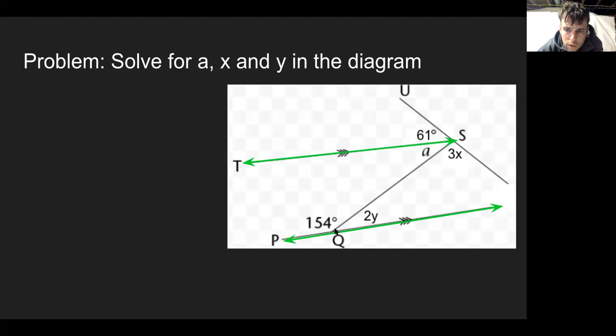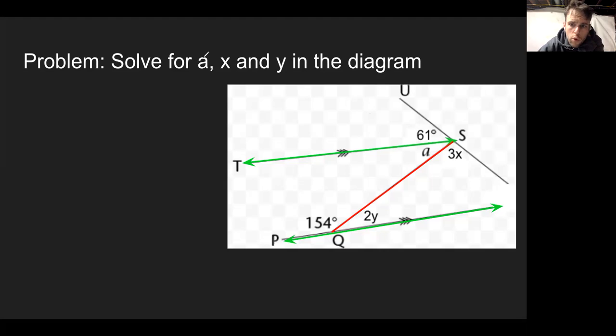This gets confusing for people. This is kind of like part of the transversal. It could extend further, but it only exists in the interior space. This is still a transversal. It's just not the whole thing. It doesn't show the whole line continuing on forever. So we still can use some of our angle relationships to help solve this.